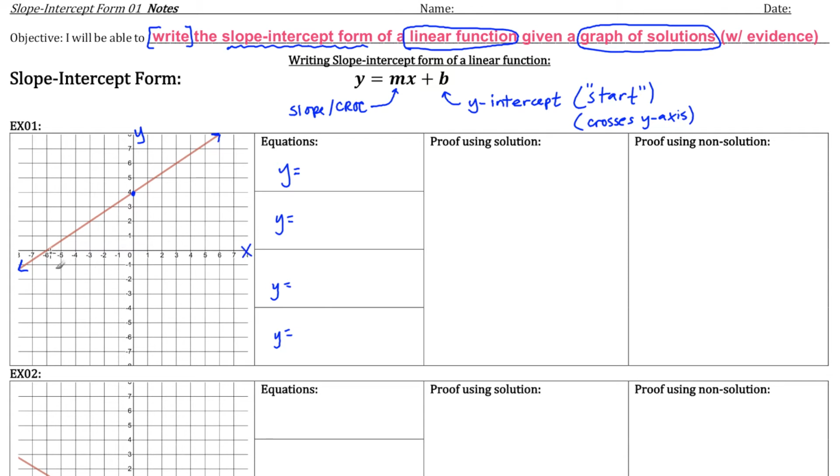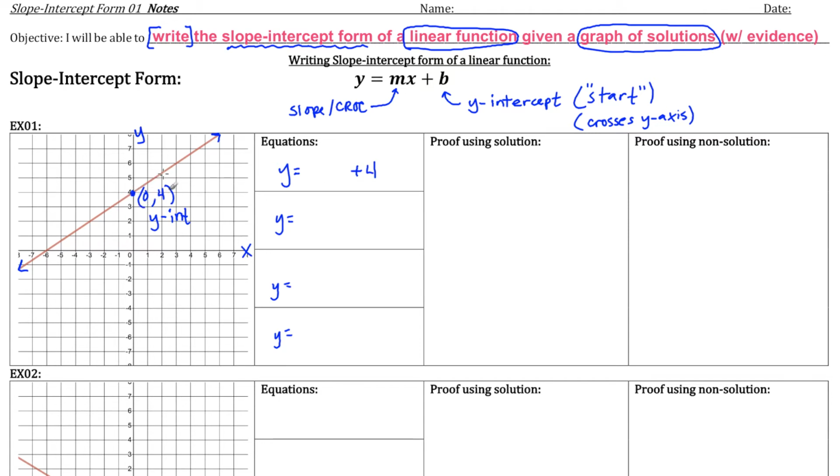This is where it will cross the x-axis, but we're not interested in that. Where our line crosses the y-axis, it's at 0, 4. That is our y-intercept. So 0, 4. So right here where it says plus b, we're going to put plus 4.